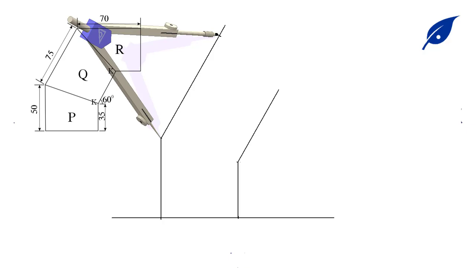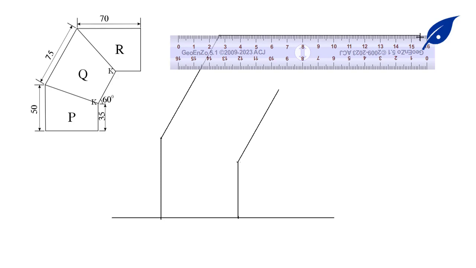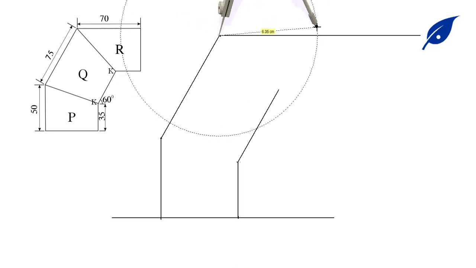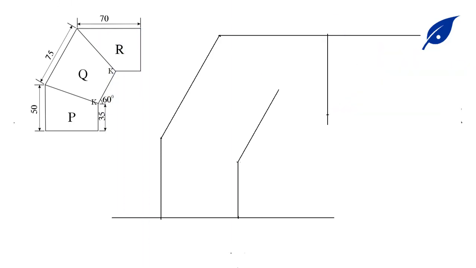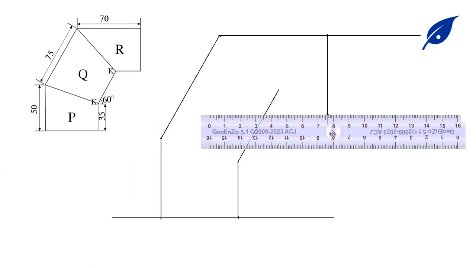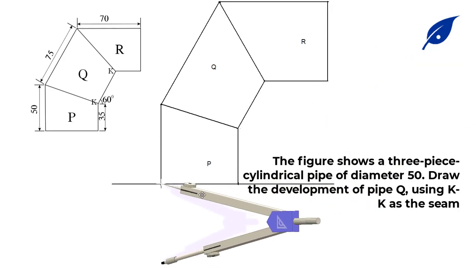So after bringing these sides out, then we'll start the development of the pipe Q. So at this point, we're bringing out the required distance from the base at P. See that the horizontal distance there is 50 millimeters. Then all the other distances. Now we have the 3 pipes given out in this way, the pipe PQR. So the development of the pipe Q is what is required.